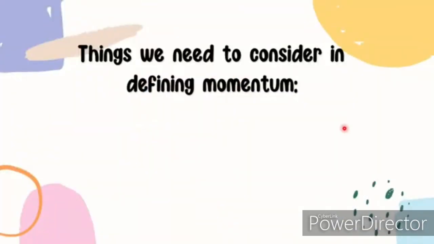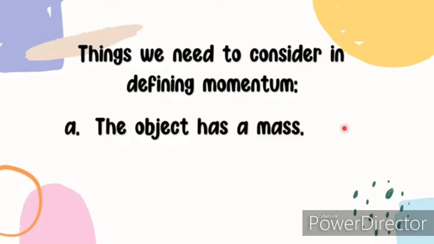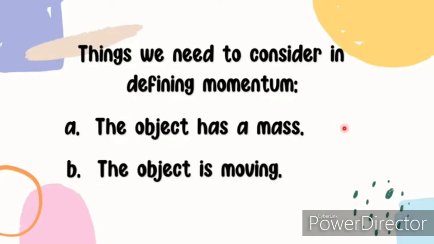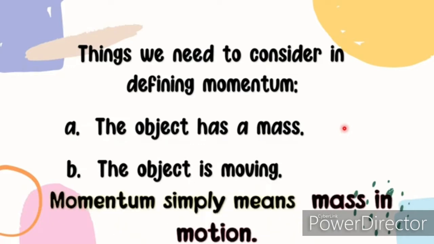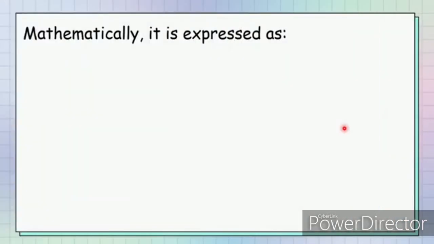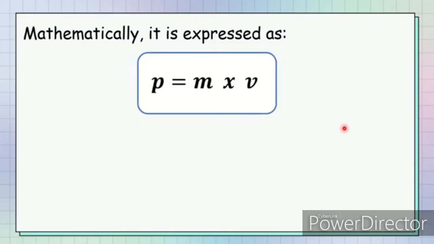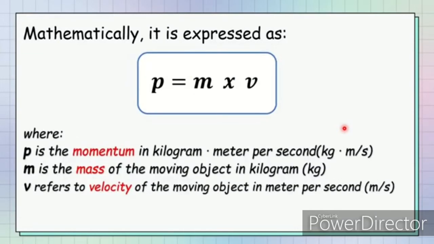In our example a while ago, these are the things that we need to consider in defining momentum. First, the object has a mass. And second, the object is moving. Any object with a quantity of matter has momentum. And momentum simply means mass and motion. It is equal to the product of mass and velocity. Mathematically, it is expressed as P is equal to M times V, where P is the momentum in kilogram meter per second, M is the mass of the moving object in kilogram, and V refers to the velocity of the moving object in meter per second.